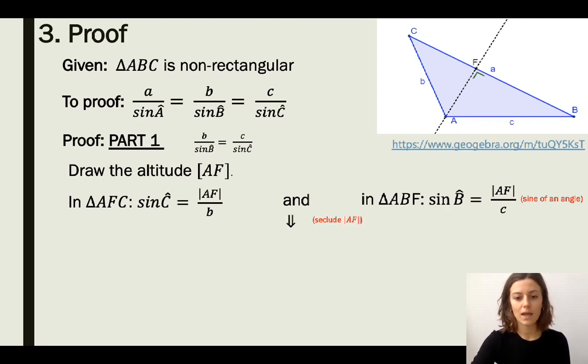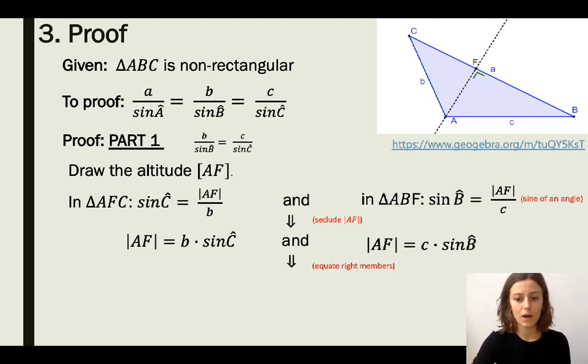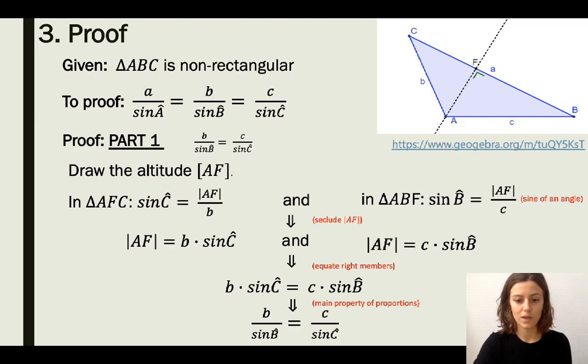If we now isolate AF, we see that AF equals b times sine C. And we see that AF equals c times sine B. If we now equate the right members, we can see that b times sine C equals c times sine B. This means, because of the main property of proportions, that b over sine of B equals c over sine of C. So we've now actually already proven the first part of the law of sines.